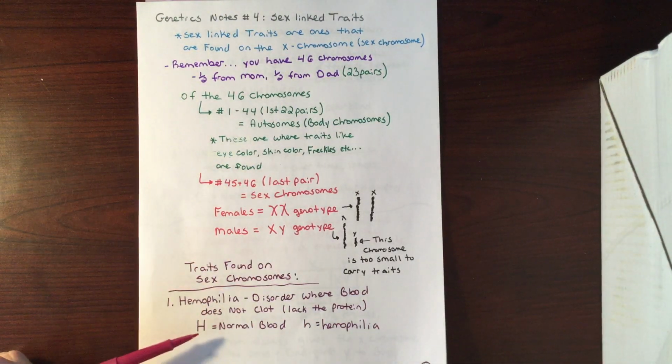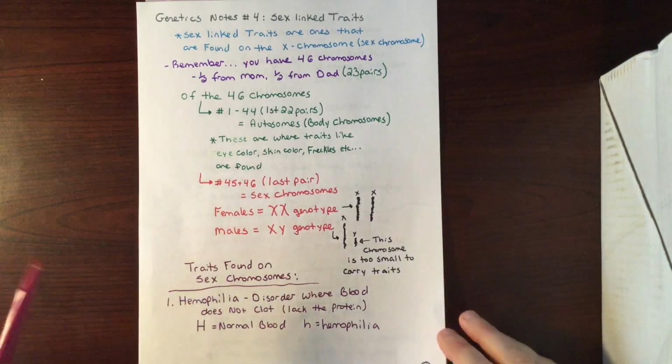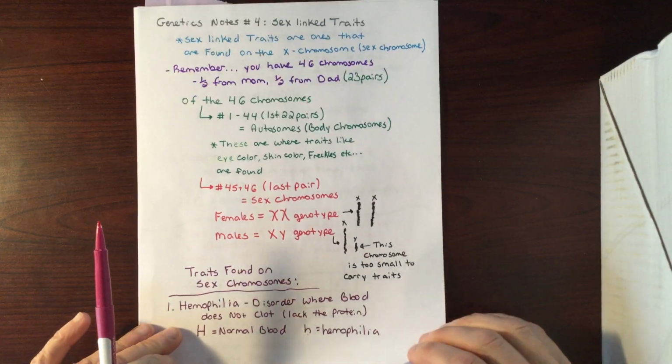So we could say big H is your normal blood. Little h would represent hemophilia, and that will go on these X chromosomes here in a moment. Usually the disorders that you're going to see are going to be our recessive choices.